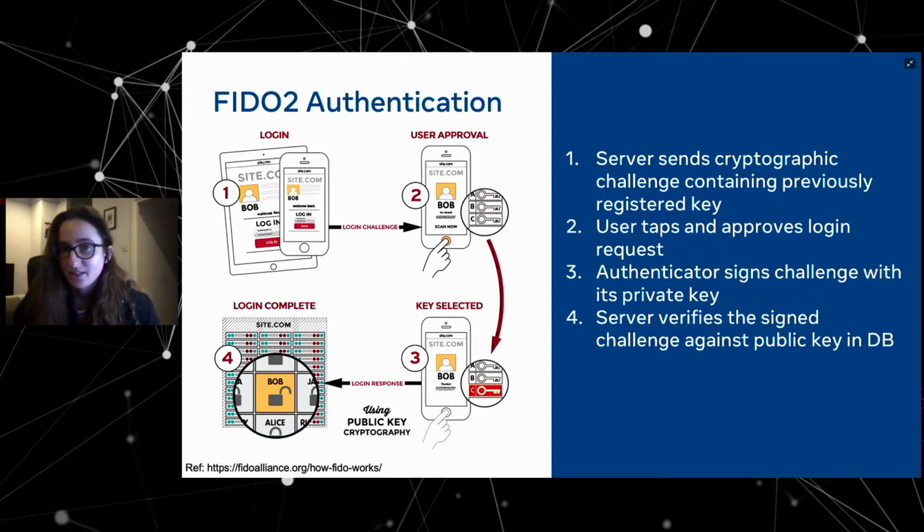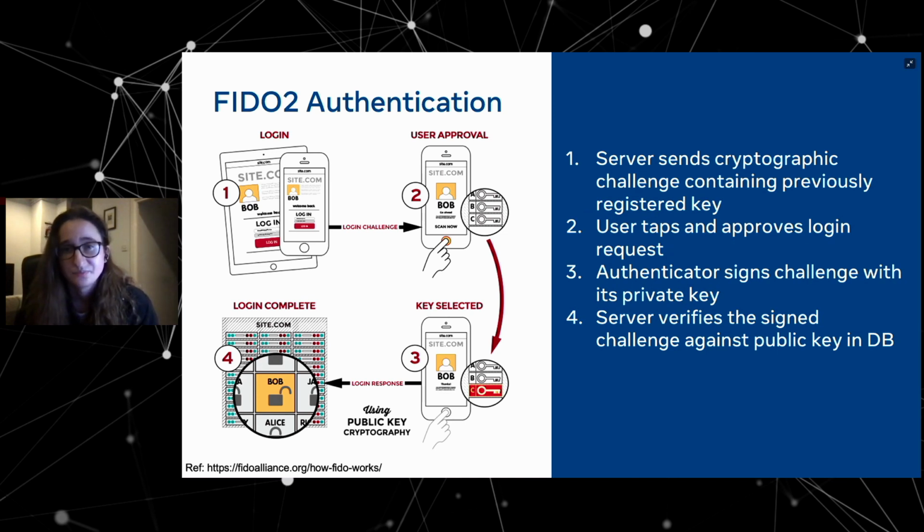Authentication looks very similar. In this case, the server sends a cryptographic challenge containing the previously registered key. The user again makes some sort of physical gesture to establish their presence and approve the request. The authenticator then signs the challenge with its private key, and the server verifies the signed challenge against the public key stored in a database. And this is where we really see the relation to public key infrastructure and how FIDO2 authentication plays out.